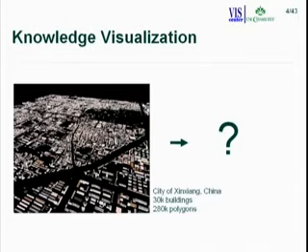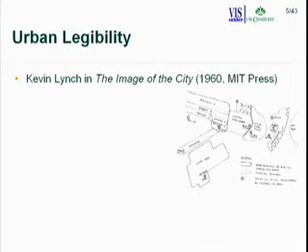So here's a model of a city in China. And the question is, what is the knowledge in this scene? What is it that we want to be able to preserve and to highlight? To answer that, we turn to this idea of urban legibility. Urban legibility is a term that was made famous by Kevin Lynch in his 1960 book called The Image of the City.